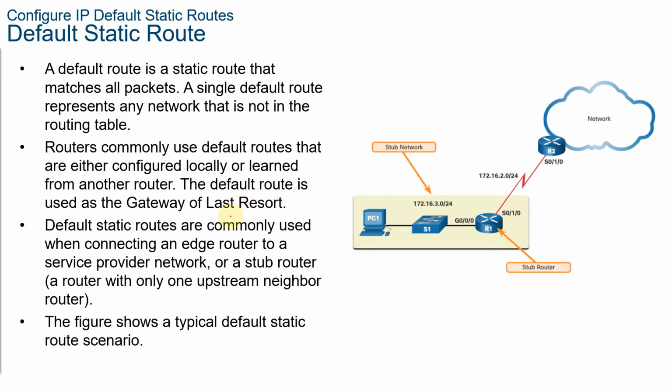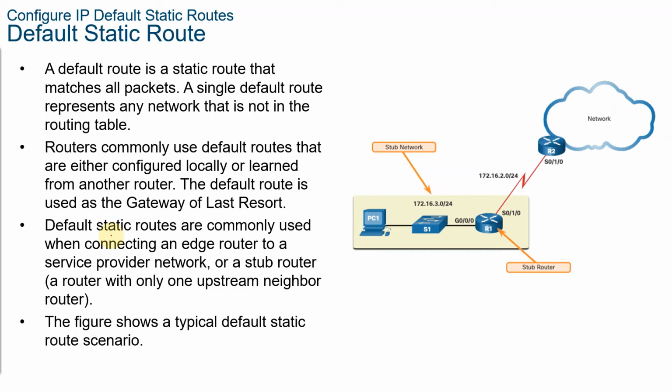All right. Routers commonly use default routes that are either configured locally or learned from another router using a dynamic routing protocol. A default route does not require any far left bits to match between the default route and the destination IP address. The default route is used when no other routes in the routing table match the destination IP address of the packet. In other words, whether a more specific match exists or does not exist, the default route is used as the gateway of last resort.